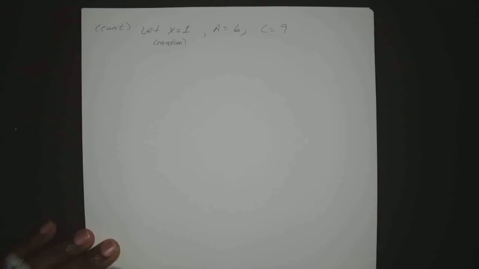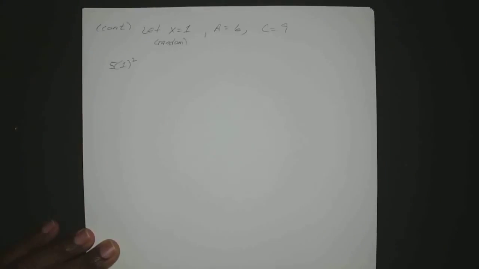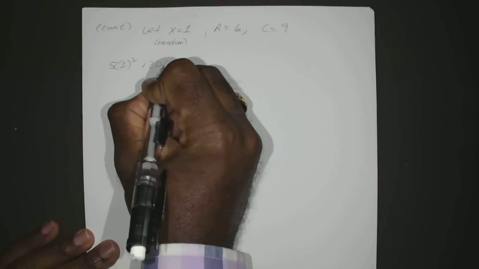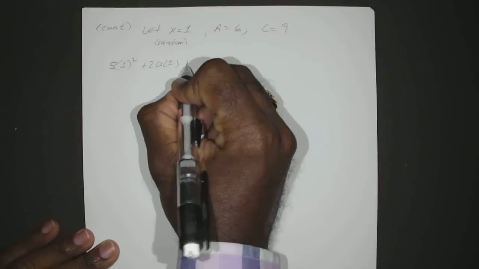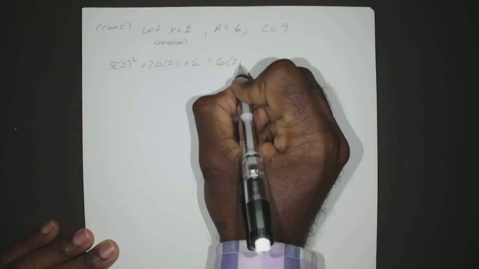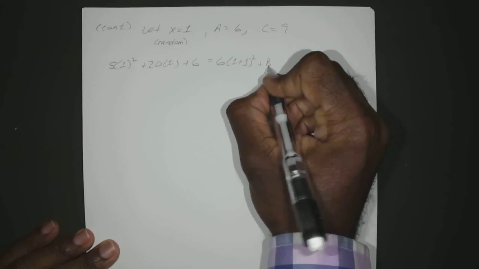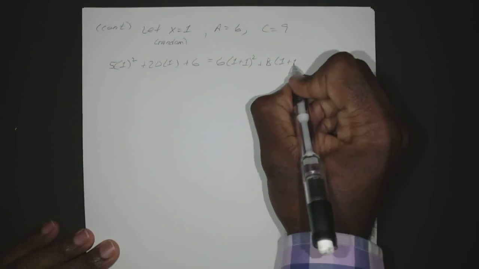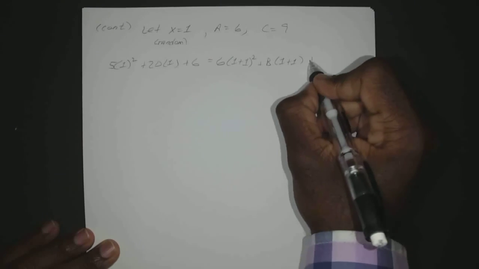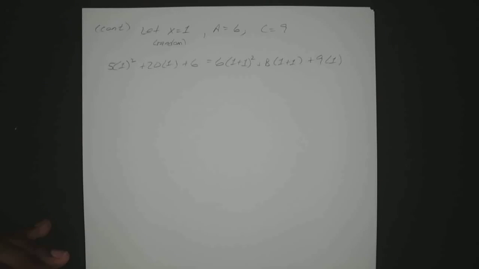Okay, so if we plug everything in, we have 5 times 1 squared plus 20 times 1 plus 6 equals 6 times 1 plus 1 squared plus b times 1 plus 1, and our c, x, just becomes 9 times 1.